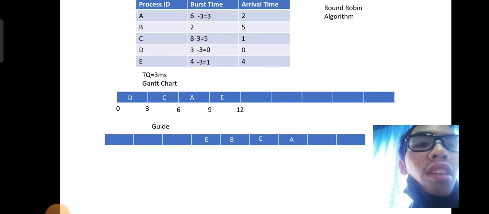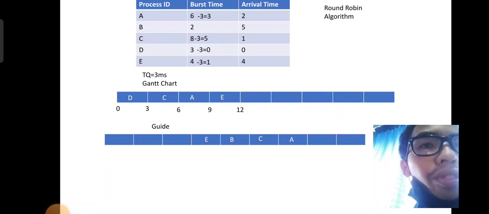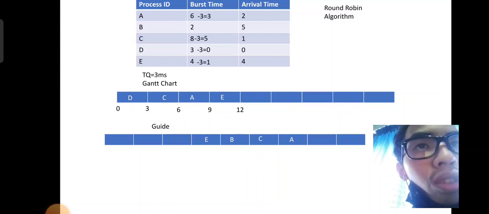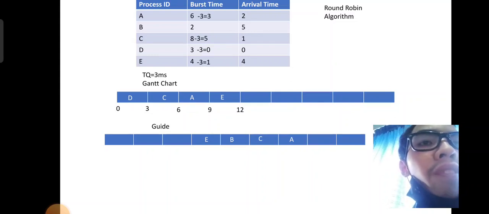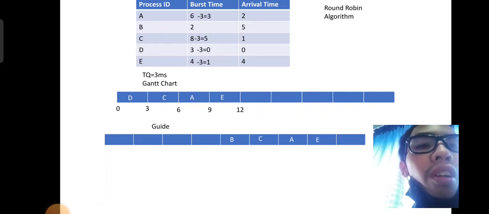That is the time finish of process E, 12. Then after that, we will put process E after A because it is not yet done. It has a remaining burst time of 1. Then after that, process B will enter the CPU.